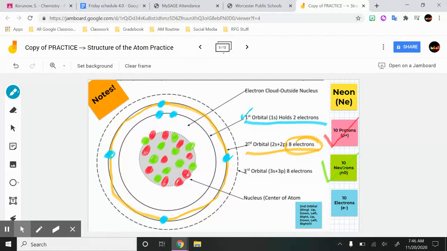So I'm going to repeat myself. And now they're each going to have a buddy. Up, down, left, right. Okay. So let me show you that one more time.